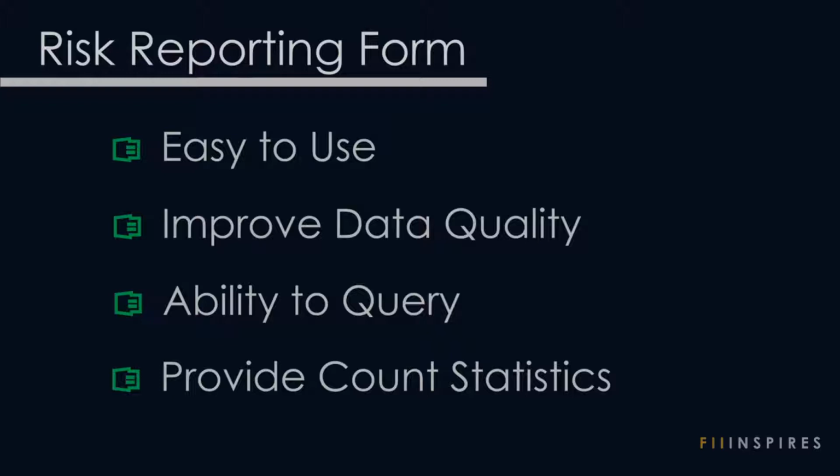The request emphasizes 4 areas the application must address. First, the application should be easy to use. It must improve the quality of data the company collects. Also, there should be ability to query or filter historical records. And finally, users must have access to basic count statistics. Our aim is to build a user form that addresses these 4 areas. After some deliberations with the company, the final application looks like this.